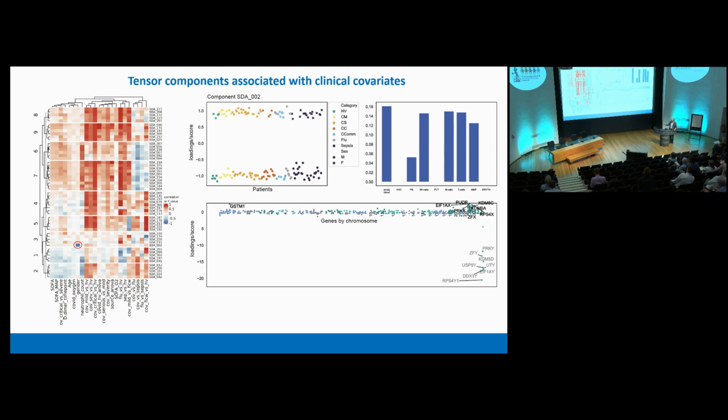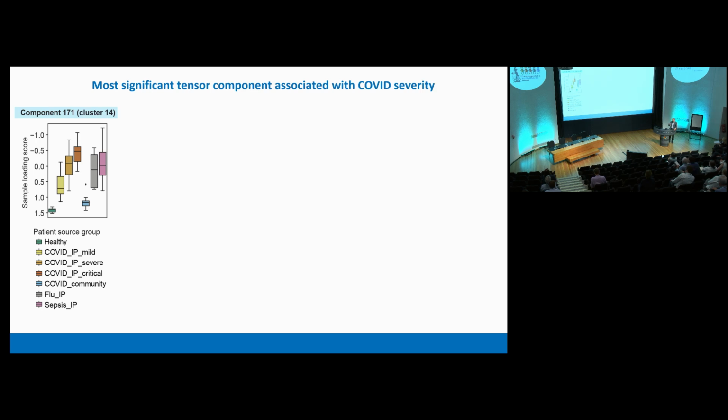But obviously, it's more interesting to then dig into some of these clinical features. And the component that we found that was most significantly associated with COVID-19 severity was this particular component, 171. This is showing you the score for that component in patients with mild, severe, or critical illness and those with healthy disease. And clearly, there is also overlap with what's happening in these other patients with flu and sepsis. So it's probably more about this idea of what's happening more generically in severe disease.